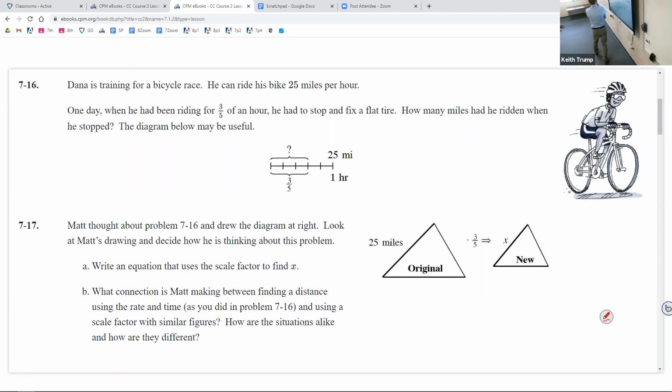So Dana is training for a bicycle race. He can ride his bike 25 miles per hour. One day he had been riding for 3/5 of an hour. He had to stop and fix a flat tire. But how many miles had he ridden when he stopped? The diagram below may be useful.